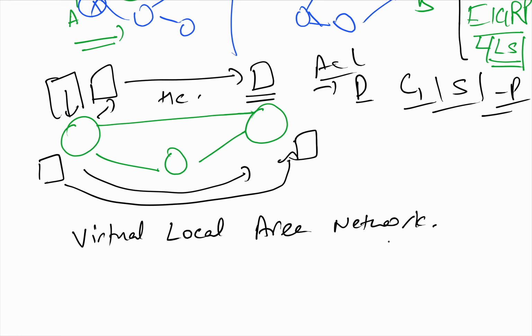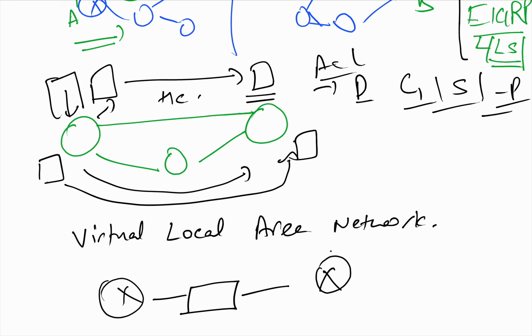So what a virtual local area network does is it's a logical group of network devices that allows them to communicate as if they are on the same physical LAN, regardless of the physical location. So for example, if I have a switch here, and I have a router, and I have different departments using different resources.